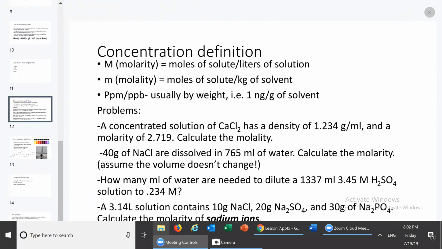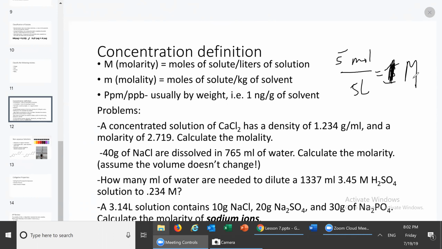So for example, if I had a 5-liter bottle of solution and I had 5 moles of sodium chloride in it, the concentration of sodium chloride would be 1 molar, so 1 with a capital M next to it. 5 moles divided by 5 liters equals 1 molar. Okay? One big M.